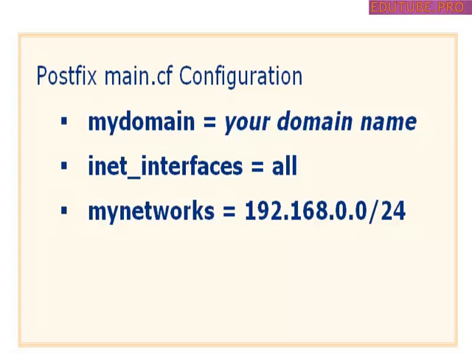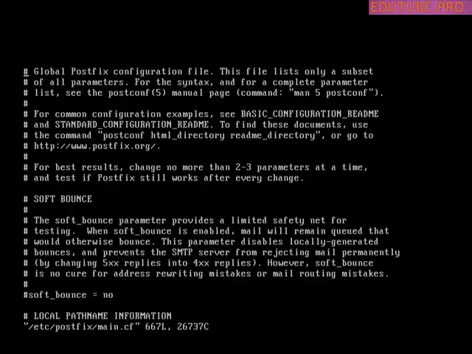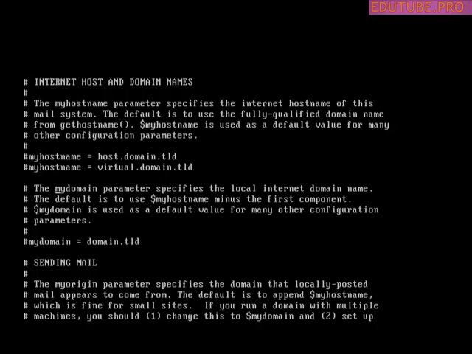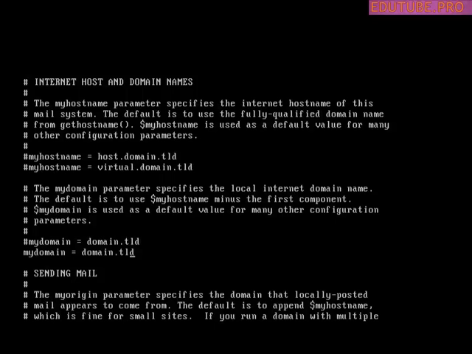And there are 3 directives of interest. First, there's mydomain, which should be set to the domain name used on your local network. I use example.net. You should use the domain on your local network or the domain you're told to use during your exam.